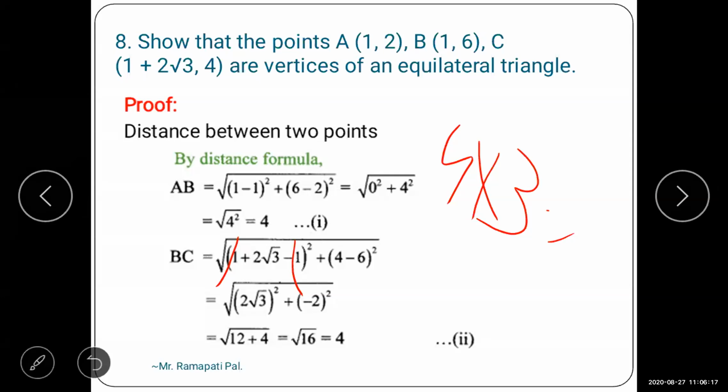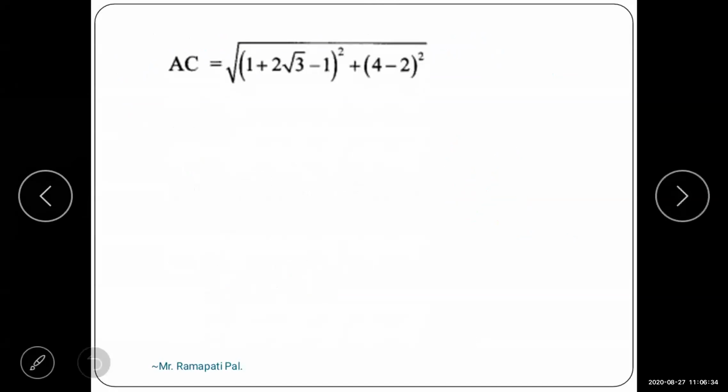But we have to find out the third side also, na? Let's see. The third side. What is the distance of AC? AC is root of (1 plus 2 root 3 minus 1) square plus (4 minus 2) square. As we know that 1 will cancel, so AC is equal to root of (2 root 3) square plus 2 square. Okay? Yes or no? So 2 root 3 whole square is what? 12, as we have solved. Correct? 2 square is 4.